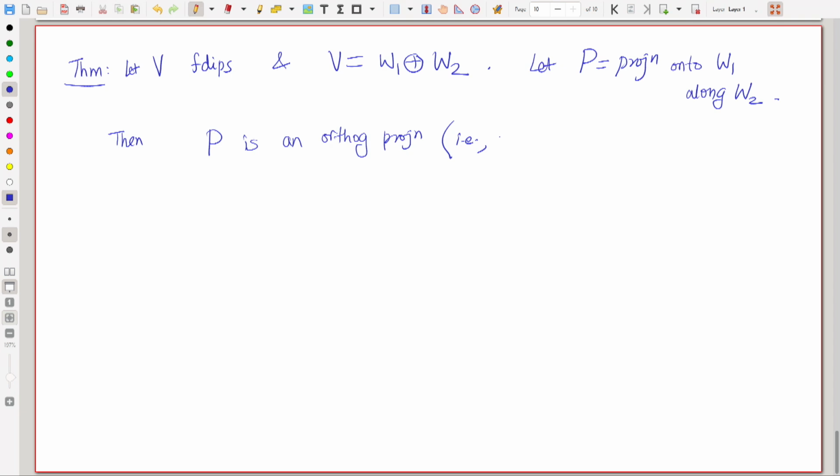Right, but that's my thing in terms of W1 and W2. W2 is W1 perp, or W1 is W2 perp. That's what it means to be orthogonal. The two spaces are perpendicular to each other if and only if P is equal to P star.